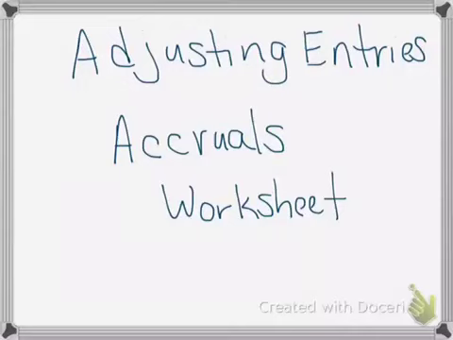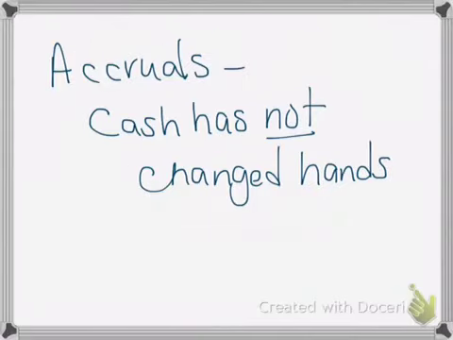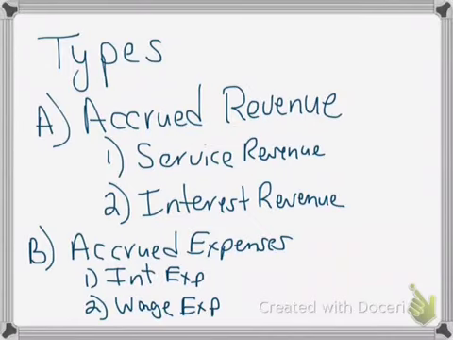Today we're going to talk about adjusting entries, and we are going to use the Accruals worksheet to go over some of the entries that you might see that are accrual based. So with accruals, remember this is where cash has not changed hands. Alright, so cash has not changed hands at this point, but we have either incurred an expense or we have earned that revenue. So the different types of accruals we have are accrued revenue.